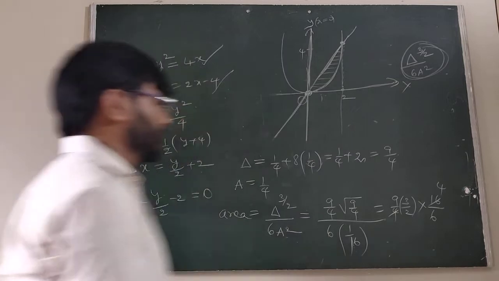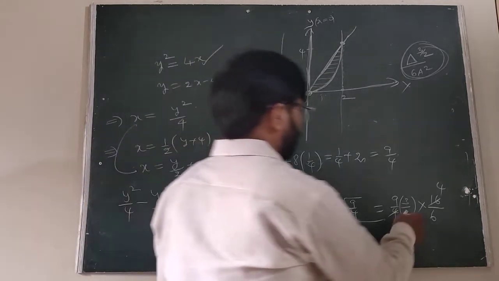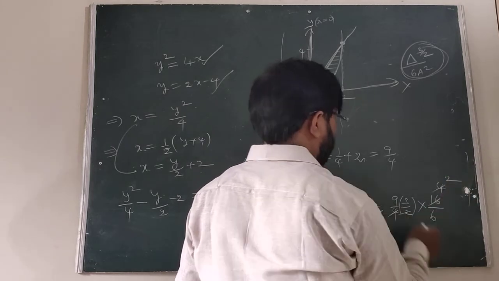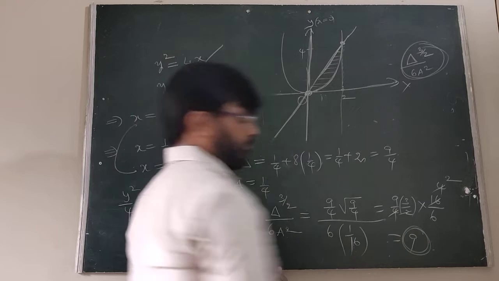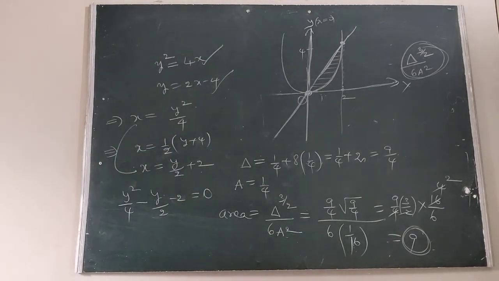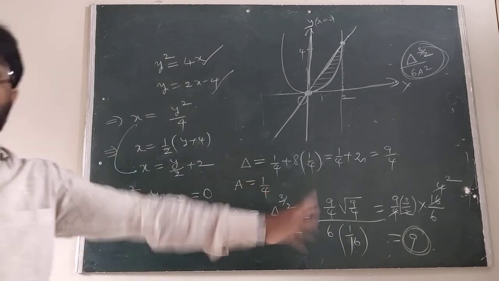4 4s are 16. Now here you can write 2 2s are 4, 3 2s are 6, 6 cancel. Yes, 9 is the required answer. If you try the diagram-based method also, we get 9.